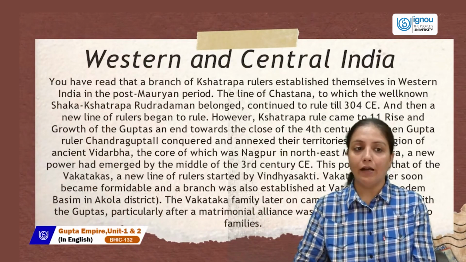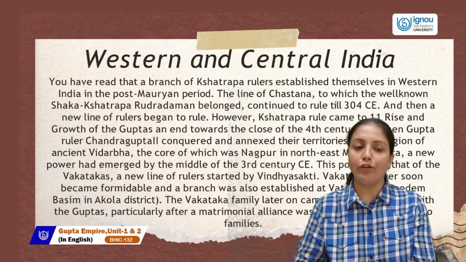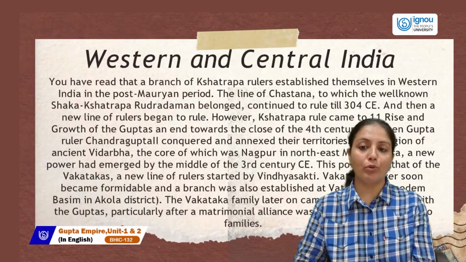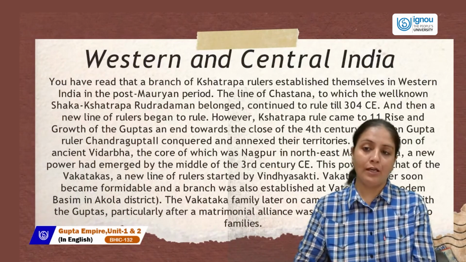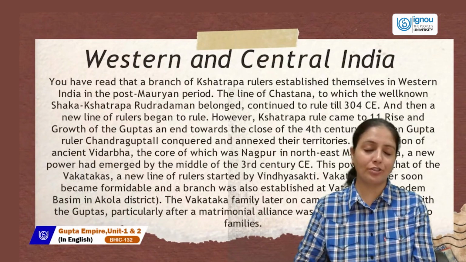After Shaka Kshatrap Rudradaman, a new line of rulers began to rule. However, Kshatrap rule came to an end with the rise and growth of the Guptas toward the close of the 4th century CE. The 3rd century and 4th century belong to the Shaka Kshatraps. The famous ruler of the Shaka Kshatraps was Rudradaman.